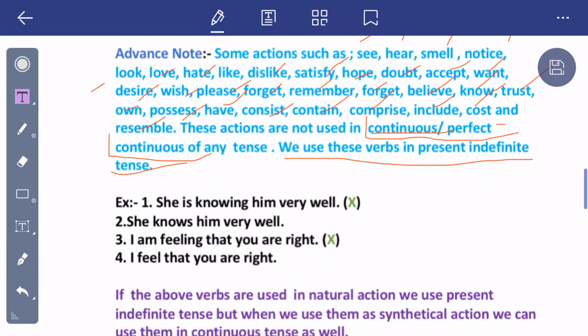I have given some examples there. She is knowing him very well. So know is also a verb among these. So what will we do? We will not use knowing there because it can't be used. We will say she knows him very well. The next sentence is I am feeling that you are right. This is also an incorrect sentence. The correct one is I feel that you are right, because this is also an action which we will not use in continuous tense.